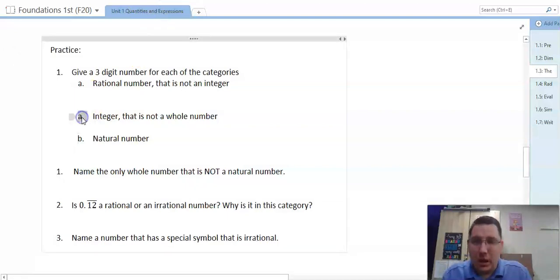This one should be B. An integer that's not whole. So think about what integer is not a whole number. And then finally, looking for a natural number in this last one, for the first number, 1.